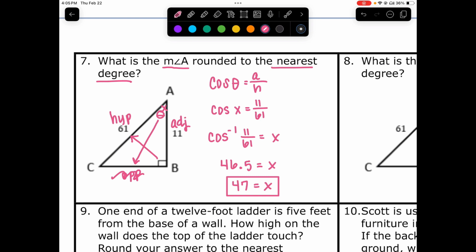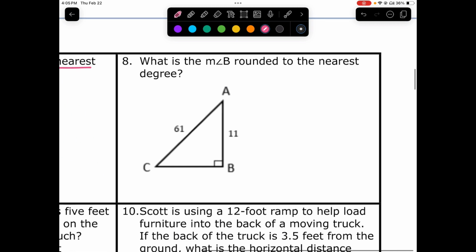Oh, hold on. I made a mistake. In my calculator, I put 11 over 16 instead of 11 over 61, and so it gave me the wrong answer. So that should be 79.6, which rounds to 80 degrees. Apologies for that confusion. Make sure you fix it on yours. Go ahead and try number 8.